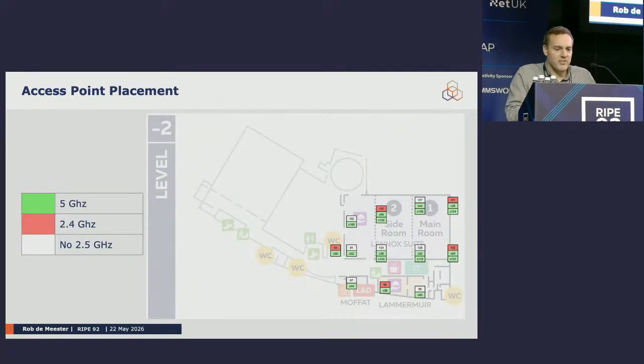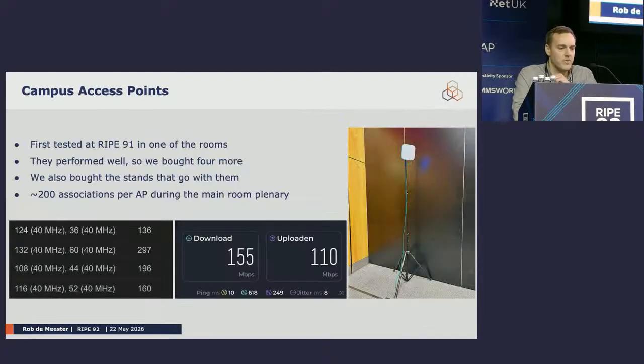Moving on, this is a map of our access points placed on the current floor that we are at. As I said, we're using significantly fewer access points than in previous meetings. We first introduced these at RIPE 91 in one of the rooms, and they performed really well, so we bought a couple more. We also bought the official stands that go with them, so we no longer have to tape them to a camera tripod like last meeting, which is an improvement.